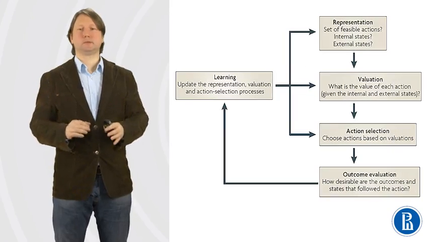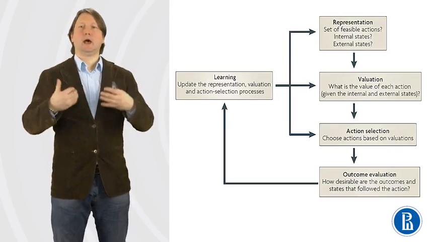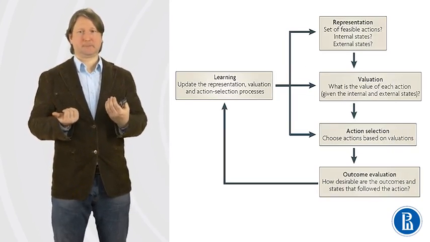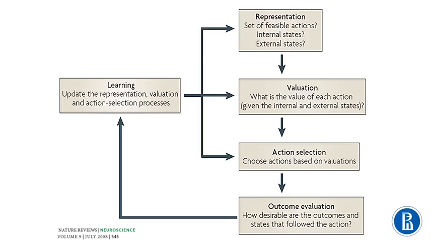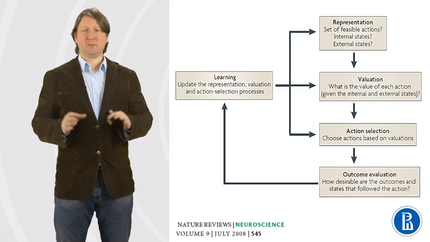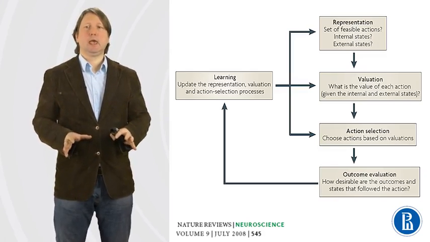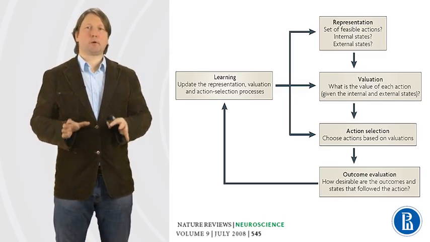So this is an example of a very influential concept describing the process of decision making. It suggests that a decision is started by representation of the problem. Next, we evaluate the options. Next, we select the action, and we evaluate the outcome of our action. And finally, we learn based on the outcomes of our action. And this learning process can modify all stages of decision making. So in this course, we will focus on these stages, and we will try to understand how these stages are programmed by our brains.